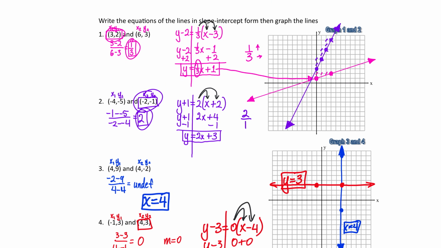Okay, on your worksheet and on the back, you'll be doing this same stuff right here. You'll be given 2 points. You'll find the slope, put it in a point slope, and then convert to slope intercept.